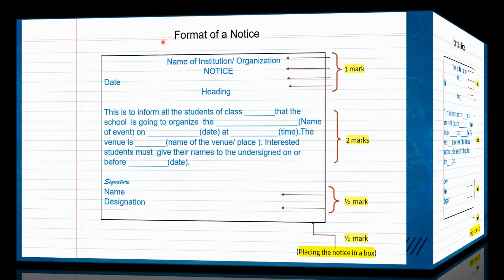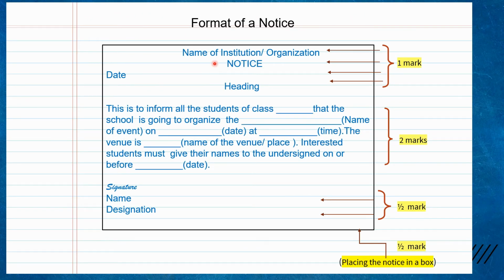Let's have a short recap at the format of a notice. First, you have to write name of the institution or organization issuing the notice, followed by the word notice. Then comes date and heading. All these carries 1 mark. You can start the content like this. This is to inform all the students of class dash. In this blank, you have to write who are eligible to take part in the event.